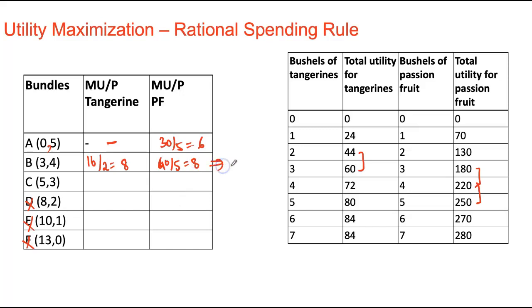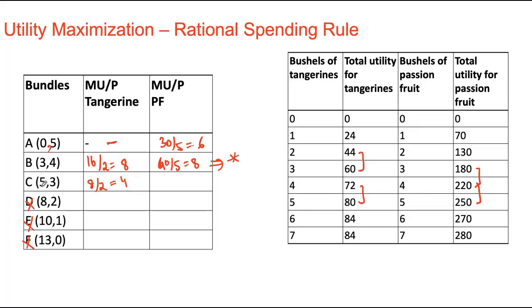This is my optimal consumption bundle. Why? Because it's giving me per dollar marginal utility which is exactly the same. But just for the purpose of it, let's also calculate the per dollar marginal utility for bundle C. At bundle C, I am consuming 5 bushels of tangerines. So marginal utility for the 5th bushel is 8 utils. 8 divided by 2 is 4.